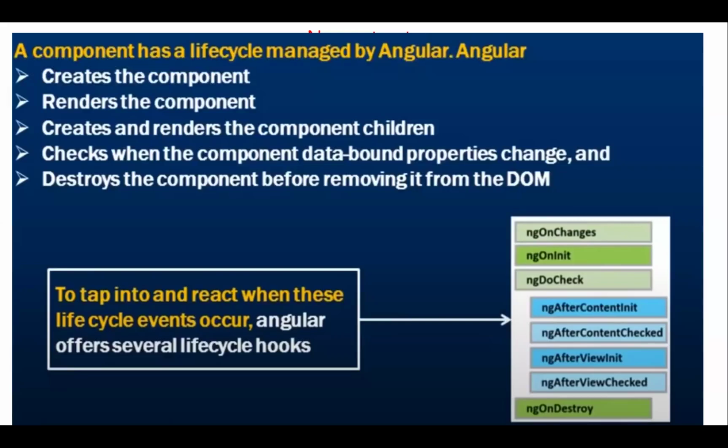Okay. So it checks when the component's data bound properties are changed. If it is not changed, no issues. If it is changed, it will take care. Also, whenever an event is happening in one component and the change in other components is also happening, that time also the life cycle is going to take care. So what I mean to say is that it is going to create the component and it is going to render the component, right?